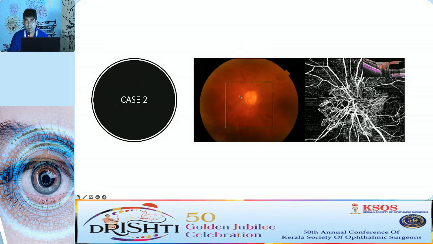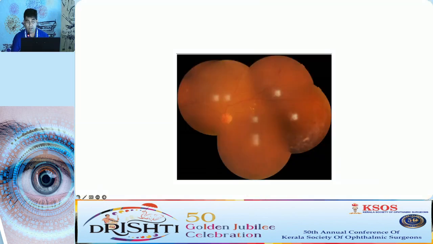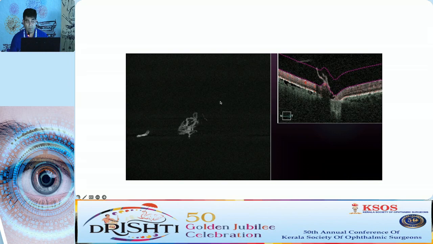Now, this is another patient who was diagnosed as severe NPDR, but the OCT angiography over the disc shows neovascularization, and hence the diagnosis changed from severe NPDR to PDR. Now, this was another patient, a one-eyed patient with a right eye vitreous hemorrhage, and the left eye showed moderate NPDR. And this is a montage picture. But the OCT angiography shows peripheral capillary dropout along with the neovascularization from the disc. So the diagnosis changed from moderate NPDR to proliferative diabetic retinopathy.